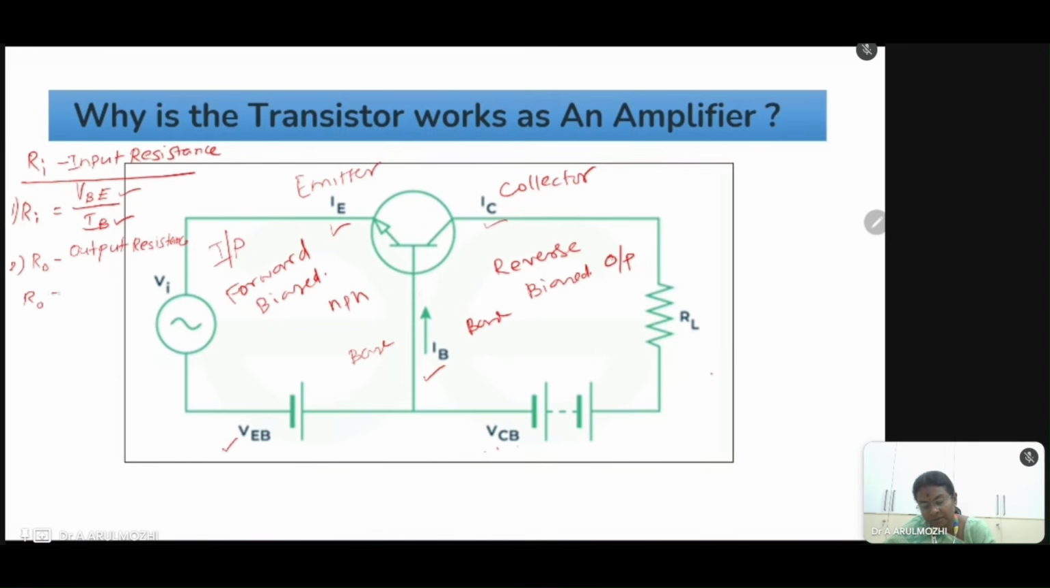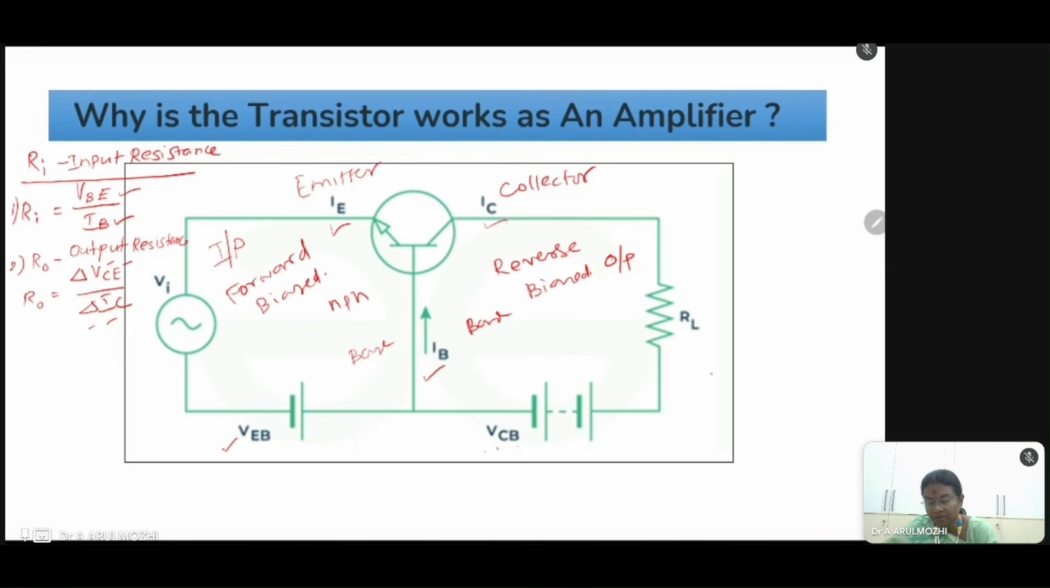RO, which is equal to del VCE to del IC. So it is defined as the small change in the collector emitter voltage to the small change in the collector current. This is our second definition.